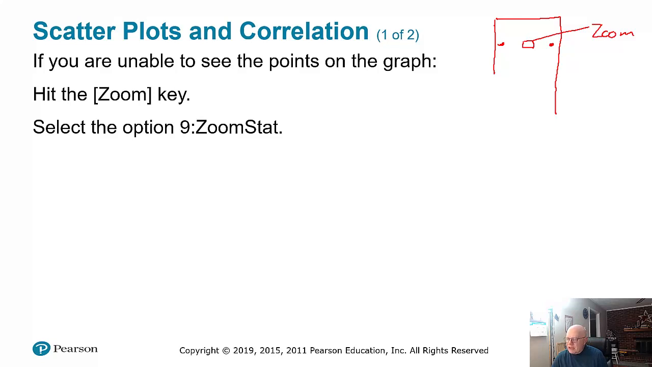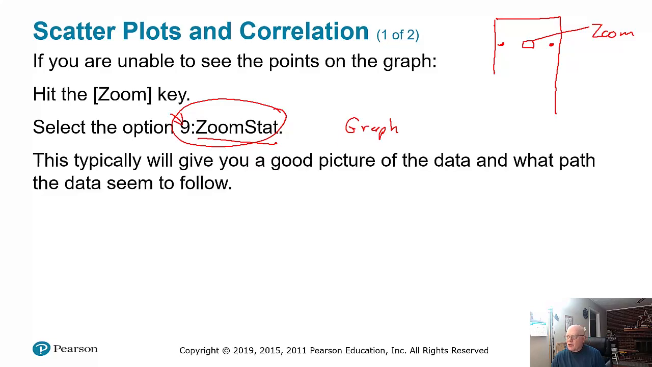Once you've hit that, you're going to get a menu. You might even memorize this, but zoom stat is what you want. Just hit the number 9, and that should put you in good shape. And hit graph again, and you should see a picture. Because what this does, it looks at your data and says, how can we show all of those points at one time? And there you go. You'll get a good picture of the data, and you'll know whether the points are going up or down or straight, whatever they're doing.